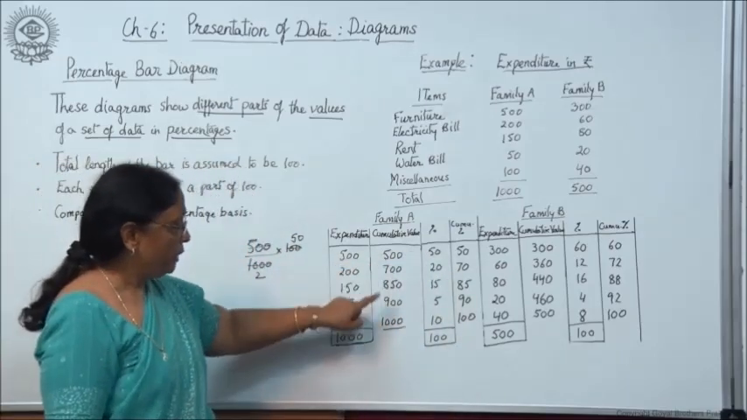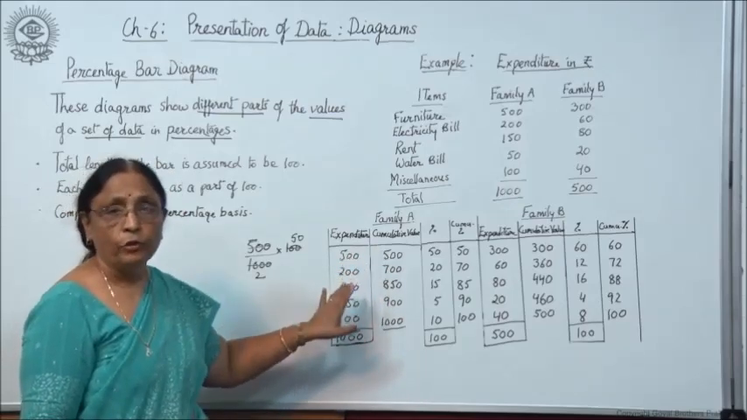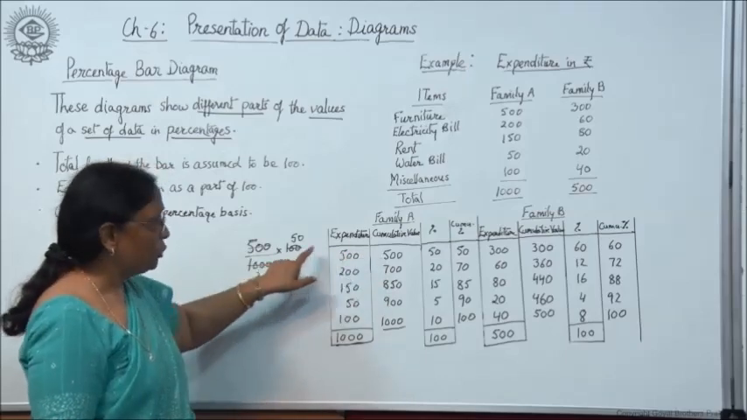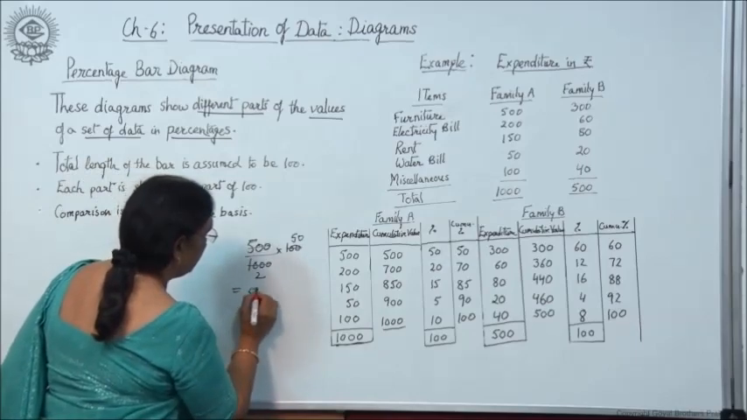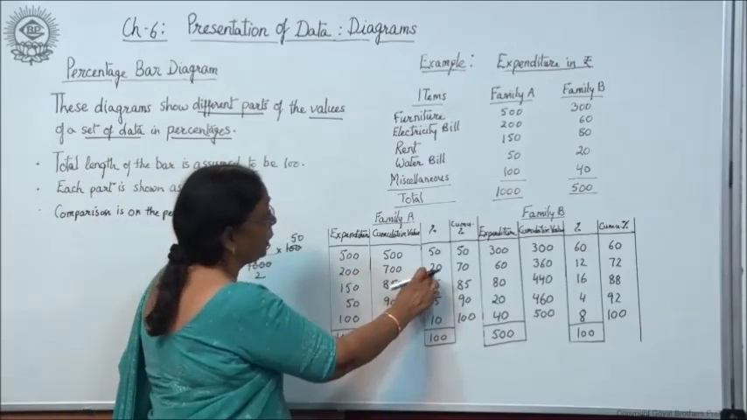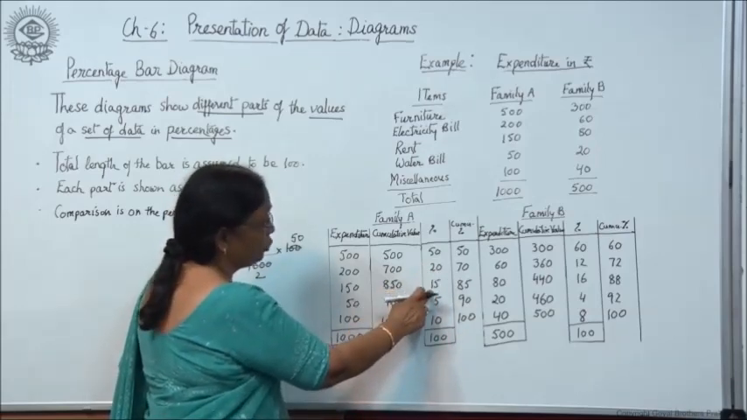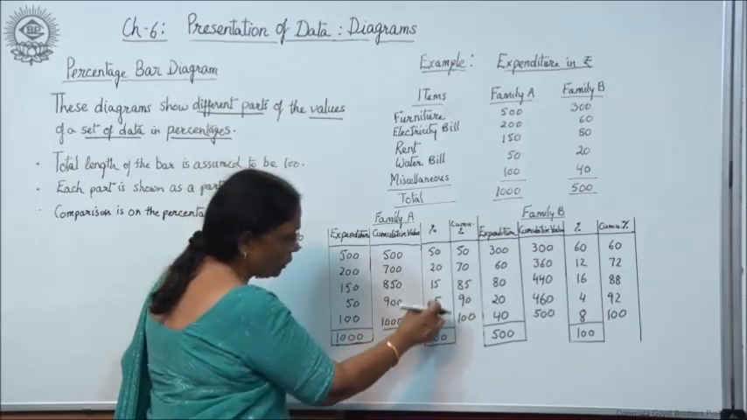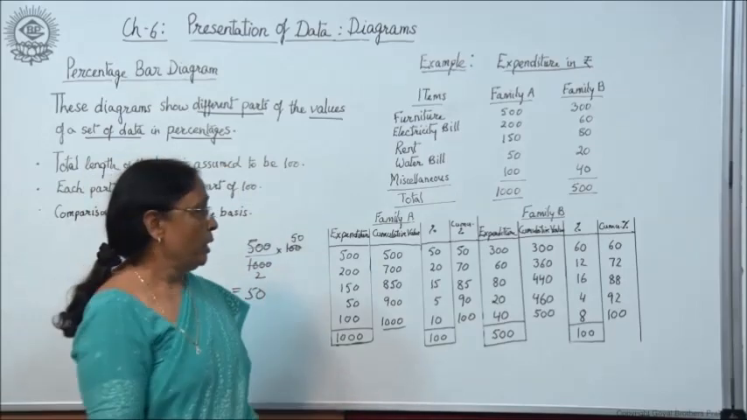So this way we will take out the percentage expenditure out of the total. So 500 divided by 1000 is equal to 50. This is equal to 50 here. Same way, we will take out 700 divided by 1000, that is 20. Then this one divided by 1000 into 100 is 15. Then next is this, and the total of this will be 100, because we are taking the percentage.